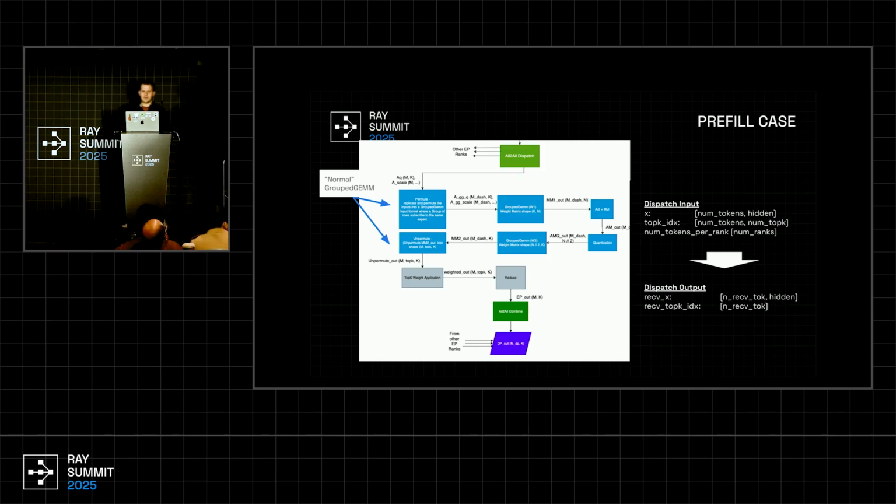So to get started, I'm just going to talk through the prefill case. And the prefill case looks very similar to a standard group GEMM operation. It's going to sound very similar to you. So after the attention layer, we'll have X, and we'll have top-k idx, and then we'll have the number of tokens that you're going to send to every rank. And the dispatch kernel takes in all of these as input. And the output of the dispatch operation is a recv x, which is the number of received tokens and the number of hidden tokens, as well as the indices of those received tokens.